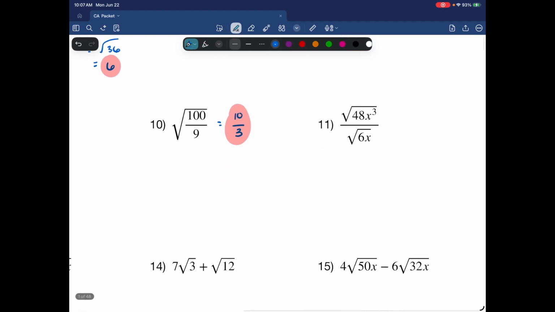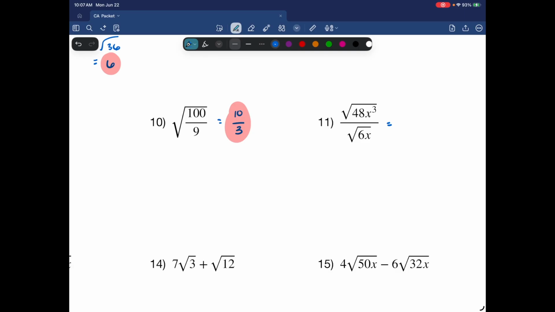All right, number 11. On 10, the fraction was all together under the radical. On 11, it's separated, but the properties of radicals say that if I'm dividing radicals, I can put them together. So that's what I'm going to do first. I'm going to say 48x cubed over 6x, and I'm going to simplify that. That's going to give me 8x squared, and I can separate that into 4x squared and 2.